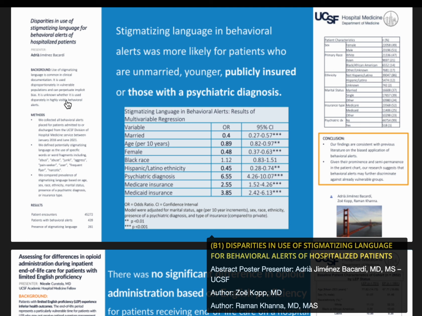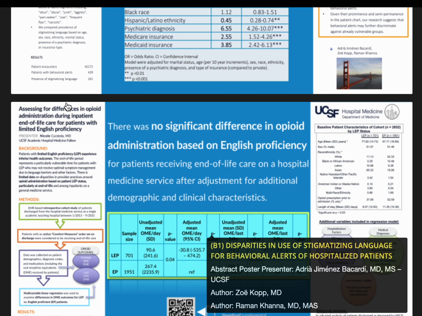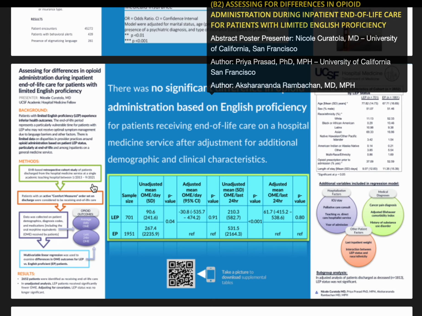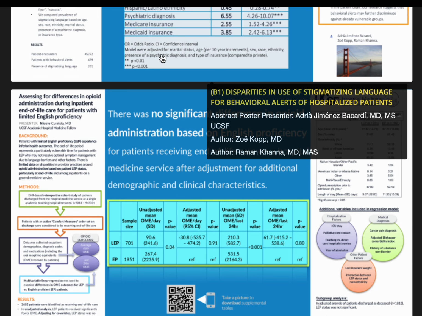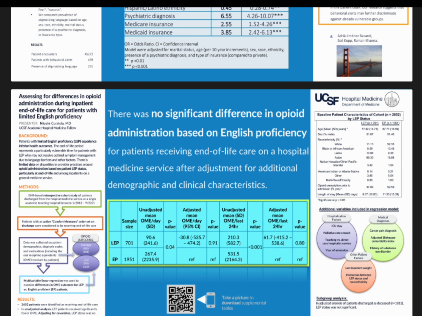It is important as it is part of the social determinants of health. So it is relevant. It is very relevant, even if it doesn't do anything to what we already know. It brings attention, it brings awareness, but it doesn't change my practice, but it is relevant. And this alone could get you into residency. The other one is assessing for difference in opioids administration during inpatient end-of-life care for patients with limited English proficiency.